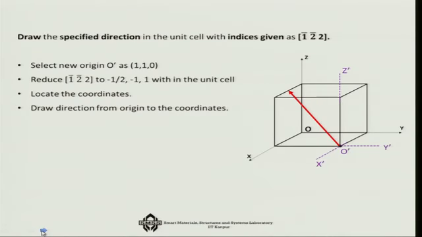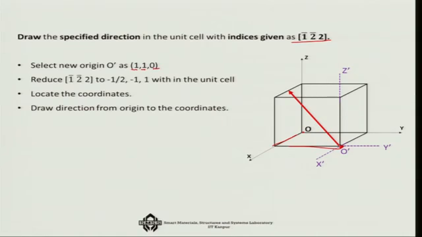Suppose I give negative 1 now, 1 bar, 2 bar and 2. Now I have to select the new origin, and we said that if there is a bar, then you put 1, 1, and there is no bar means 0. That is my new origin. So, from the old origin, let us first go to x axis 1, and then y axis 1 and z axis 0. This is the new origin.